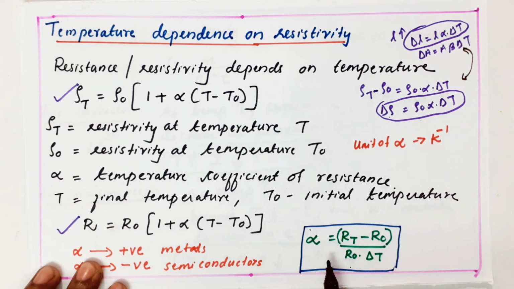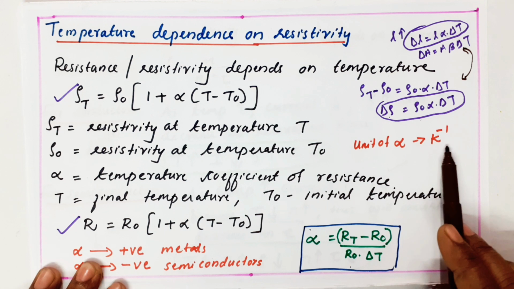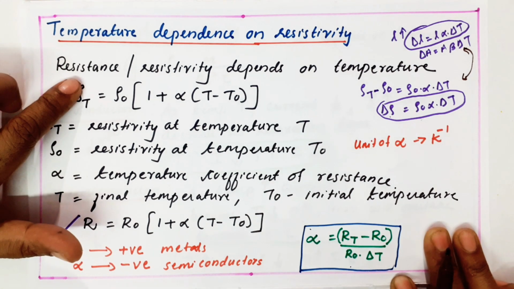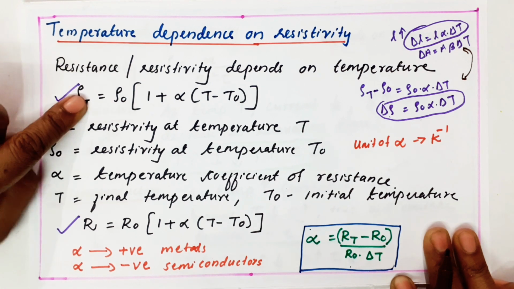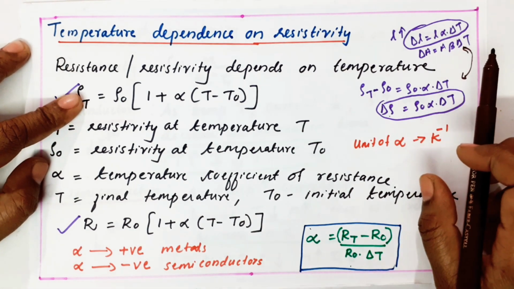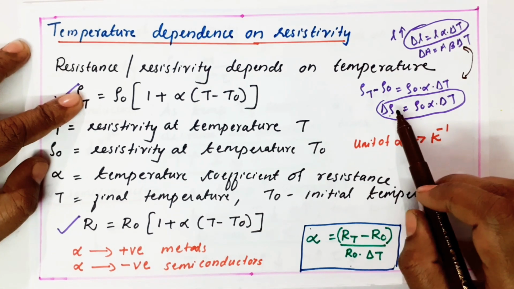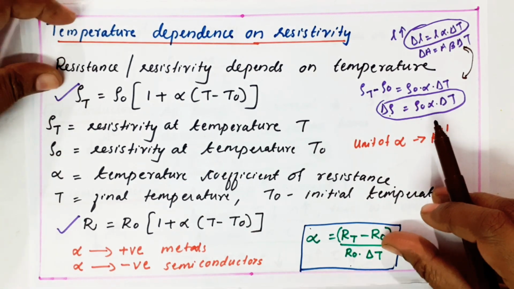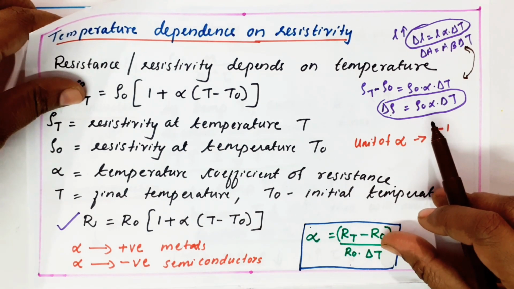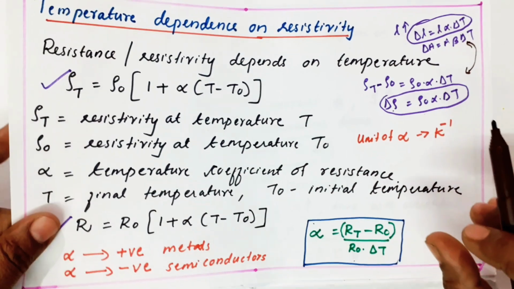And if you see this equation, you can tell that the numerator unit is ohm, the denominator is ohm into Kelvin. Ohm gets cancelled and the unit of alpha is Kelvin inverse. So you have to remember this equation. I told you the shortcut way to remember delta L equals L alpha delta T. Instead of that, you write delta rho is equal to rho naught into alpha into delta T, where alpha is called the temperature coefficient of resistance.